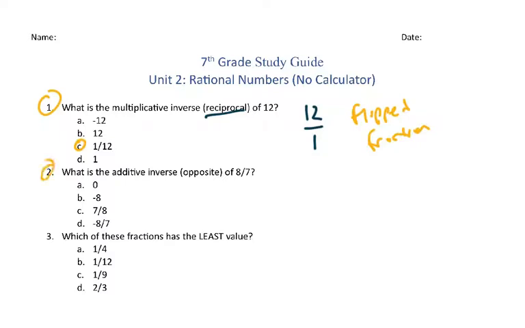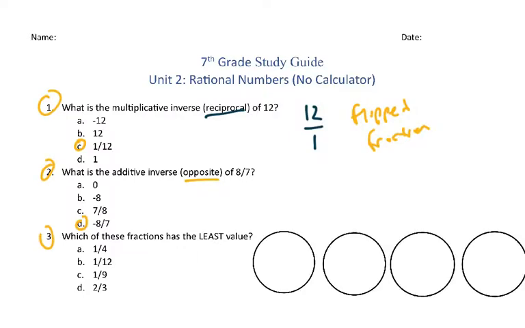Number 2 says, what's the additive inverse or opposite of 8 over 7? The opposite of a number is, if it's positive 8 over 7, it would be a negative 8 over 7. So that would be D. Basically, what adds with that number to get it to 0? What's its zero pair?